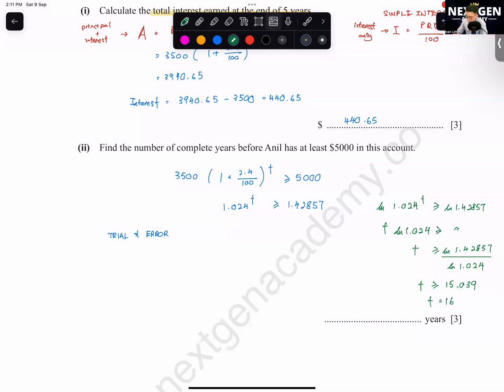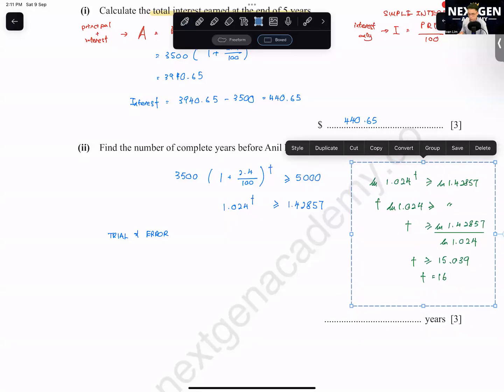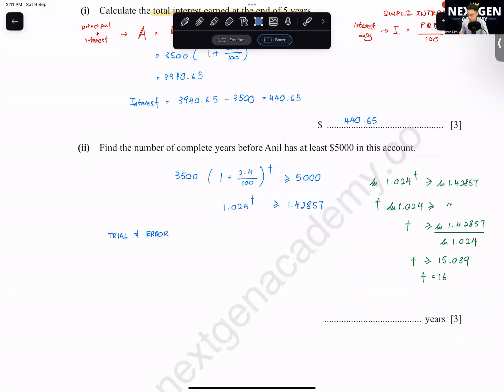For those who know how to use this method, you can do this method, but do it at the side. Don't present this as your final answer, just in case the marker doesn't know what you're doing. So you know that your answer is 16 already, right? According to the mark scheme, what they want to see is that you are going to use the trial and error method where you need to see a change in the value of this.